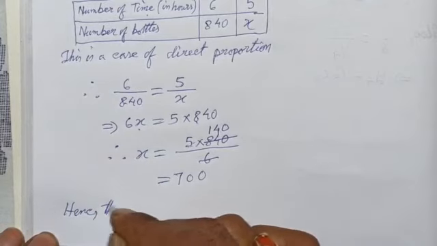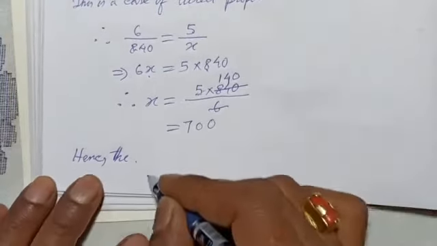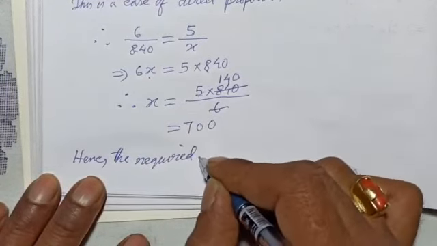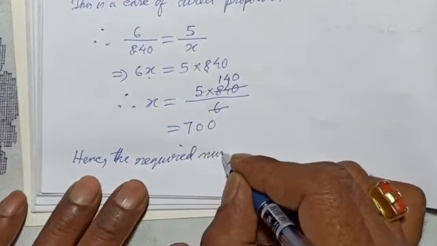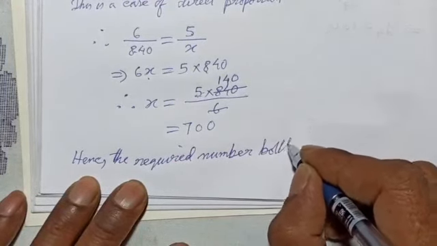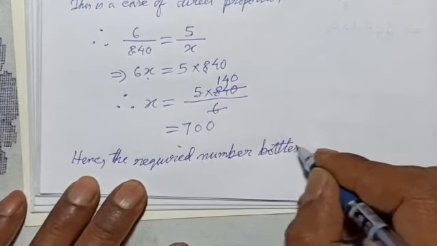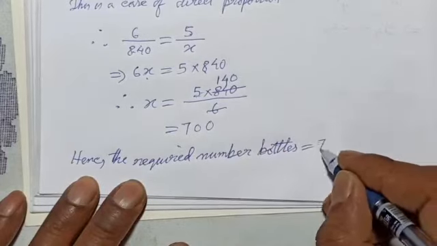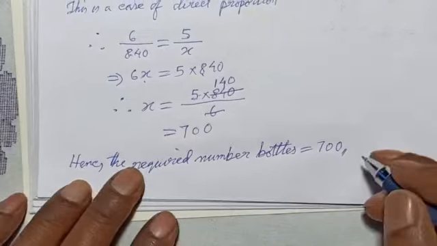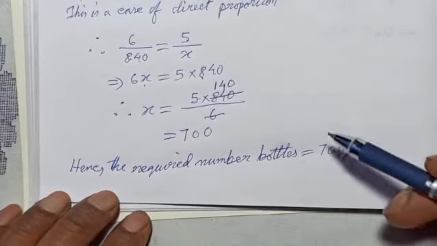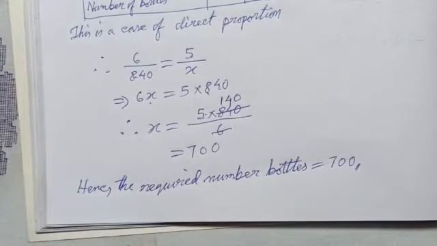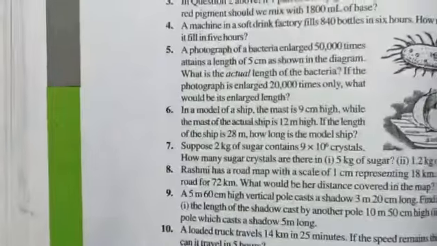Hence, the required number of bottles is 700. 700 is the required number of bottles. Now let's see the next question.